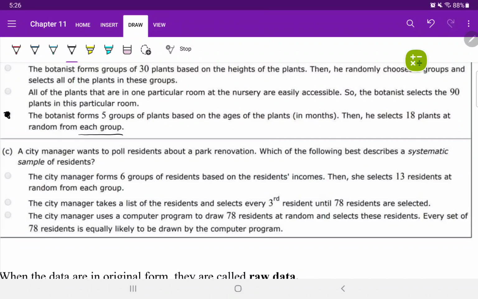And the last one says a city manager wants to poll the residents about a park renovation. Which of the following best describes a systematic sample of residents? You're choosing every kth value of a population to be a part of your sample, which means the answer will be the second one. Because it says the city manager takes a list of residents and selects every 3rd resident until 78 residents are selected. So if you're the 3rd resident, or the 6th, the 9th, the 12th resident, counting up by 3s, you are a part of that sample.